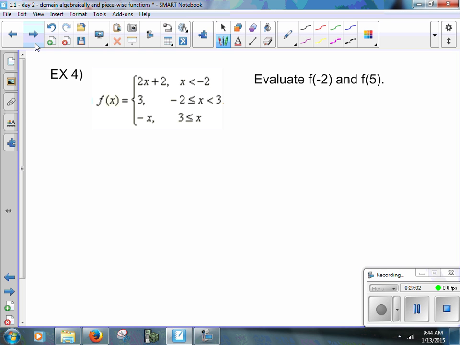You just have to evaluate. What do you not have? You don't have a graph. What do we do? Pardon? You don't have to. Inspect the functions. Where will we plug in -2? Why the second piece? It's less than or equal to. I couldn't plug it in the first one.